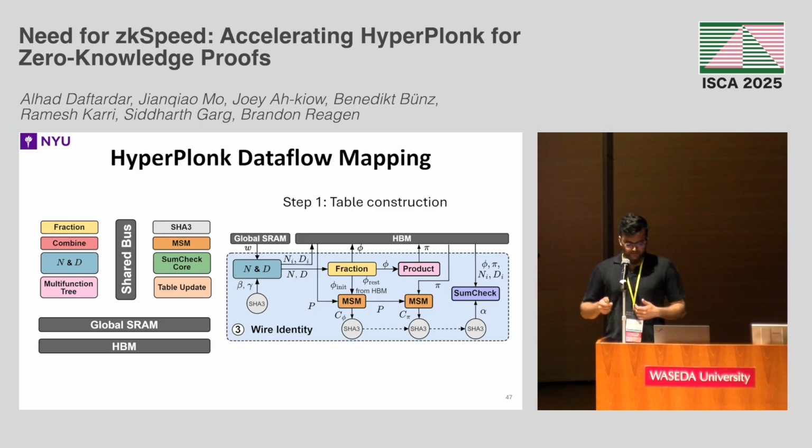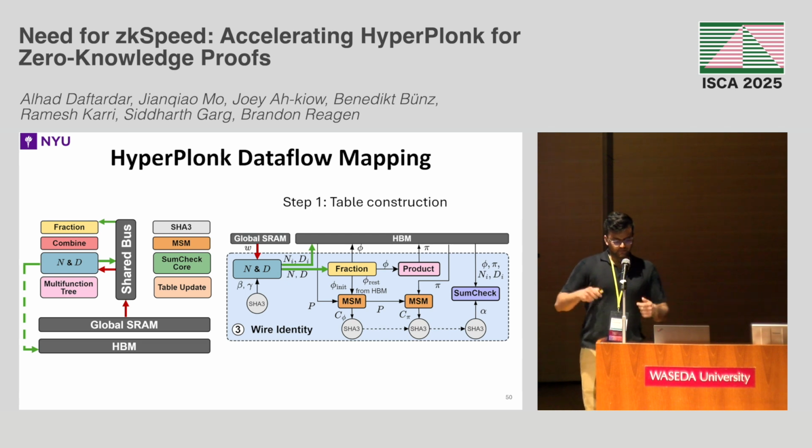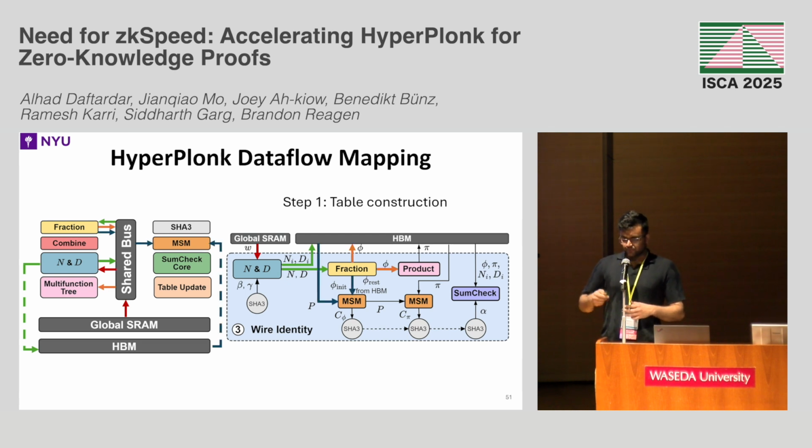So it starts out as the SHA unit communicating with the NND unit over the shared bus. Then we read some tables from the SRAM into the NND unit over the shared bus. Then the NND unit writes tables to HBM and the fraction unit over the shared bus and the HBM. The fraction unit writes results to the product unit over the shared bus, and the MSM unit over the shared bus, and then out to HBM as well. And lastly, the product unit writes tables to HBM.